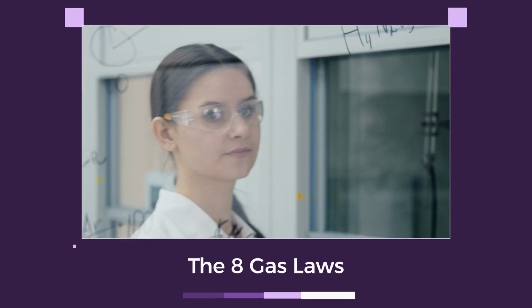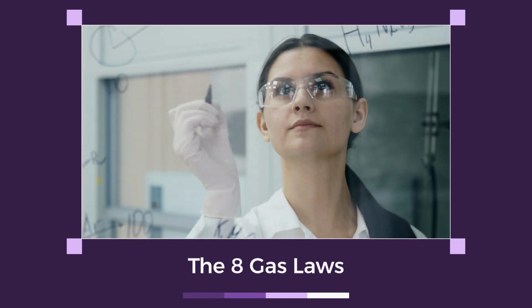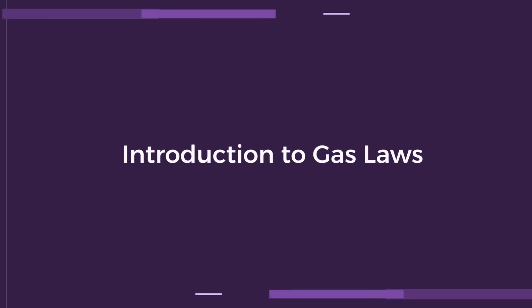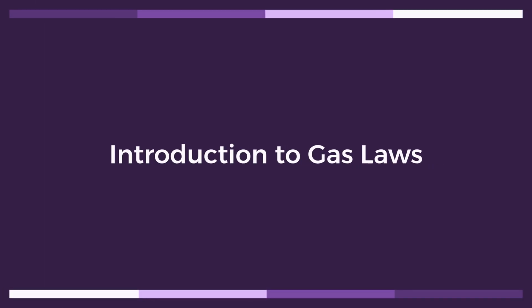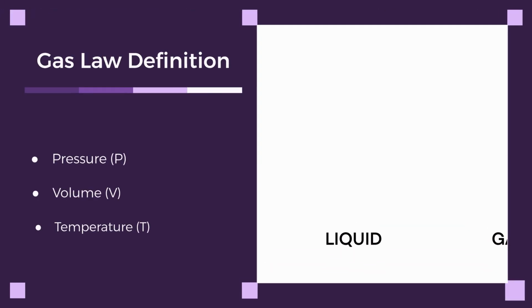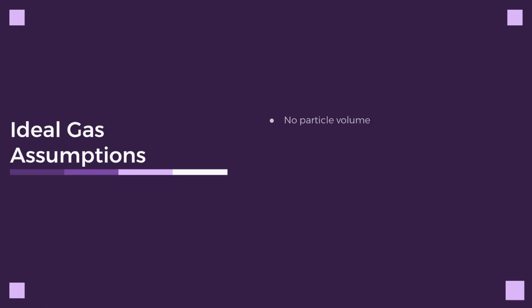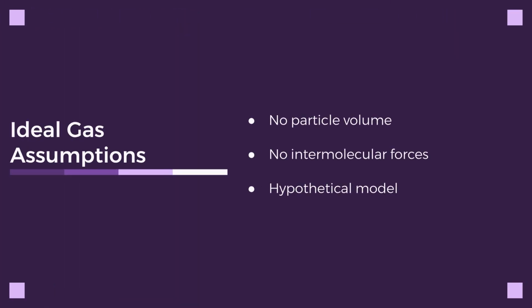Welcome to an in-depth look at the 8 fundamental gas laws that govern the behavior of gases. Gas laws describe the relationship between key variables: pressure, volume, temperature, and the amount of gas. These laws relate pressure, volume, temperature, and the amount of gas for what are known as ideal gases. Ideal gases are hypothetical, meaning their particles have no volume and no attractive forces between them.